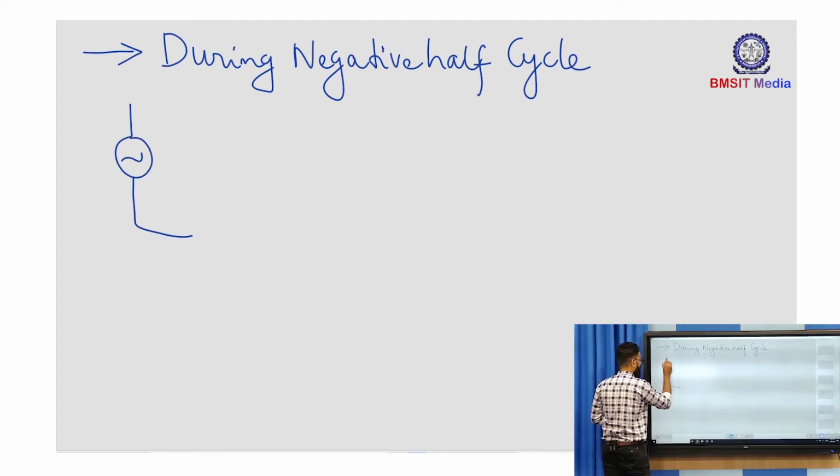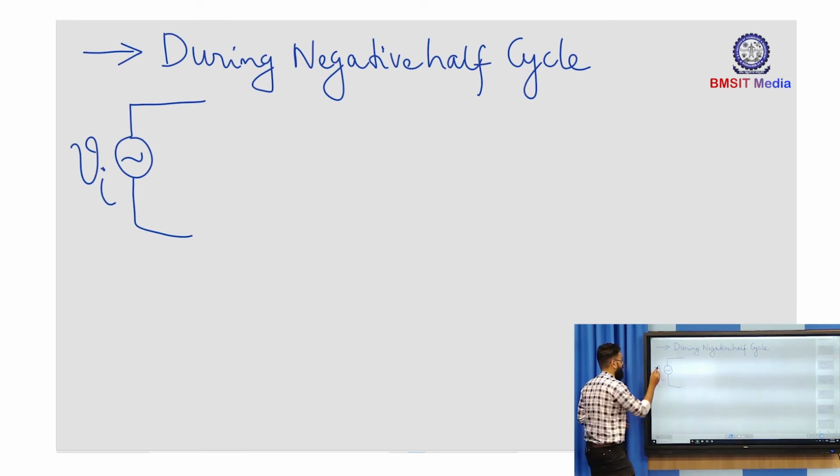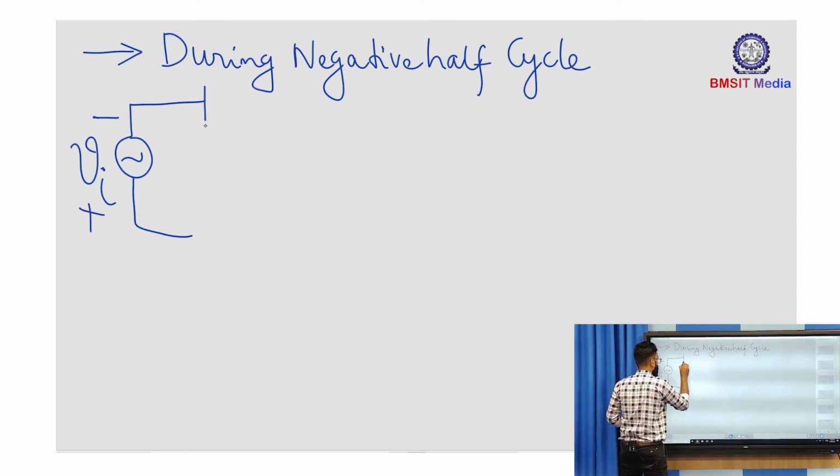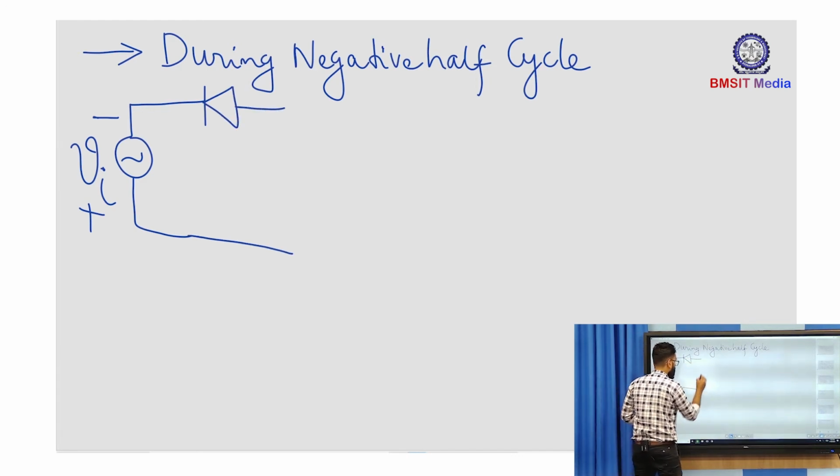So now let's investigate the negative half cycle. So let's write during negative half cycle. Okay, so let us redraw the circuit. And how do you accommodate the negative half cycle? By flipping the source polarity. So this time let's take upper side negative and lower side positive, and the diode is placed in its position, followed by the load resistor RL.